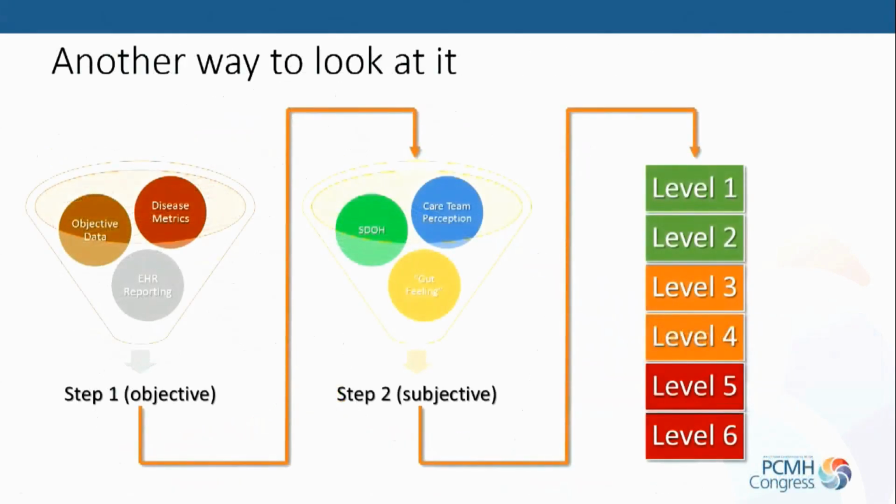This is just another way of restating it. We're going to take patients and we're going to dump them into that funnel on the left. That's the left, right? Yeah, the left. We're going to sort patients into one of 3 different groups, high, medium, or low risk, based on objective data. We're going to then take those patients and drop them into the second funnel and sort them by subjectiveness into one of those 6 final levels, level 1 to 6. Level 1 is the lowest, level 6 is the highest risk patient.